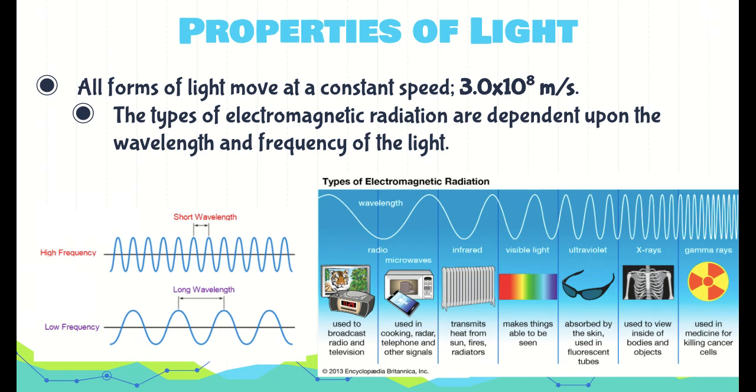Because you cannot fit the same amount of waves into the same space if they are as long or longer. With your types of electromagnetic radiation, there are some more examples on the bottom of what those could be used for. You get different types of electromagnetic radiation depending on how much energy they have. These long, large waves would be lower energy, and these tight, frequent waves are higher energy.